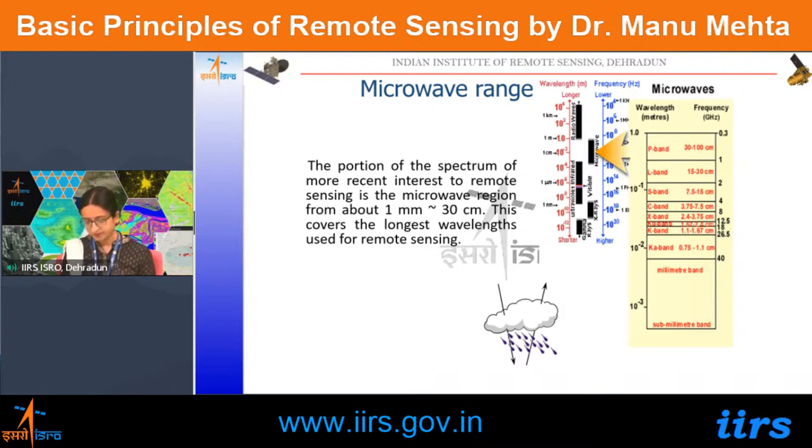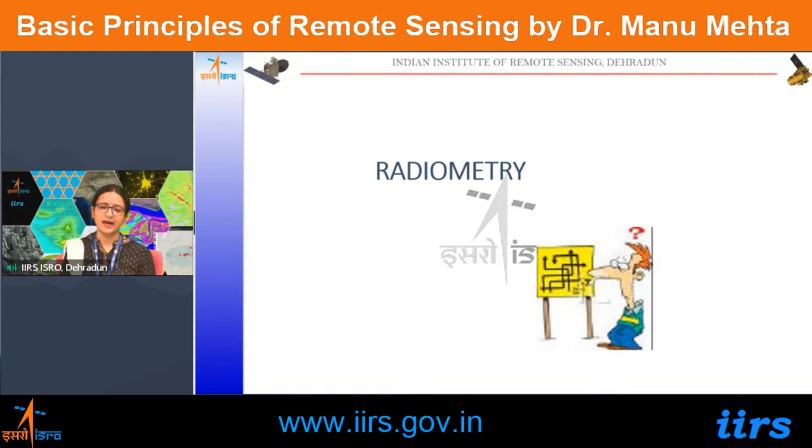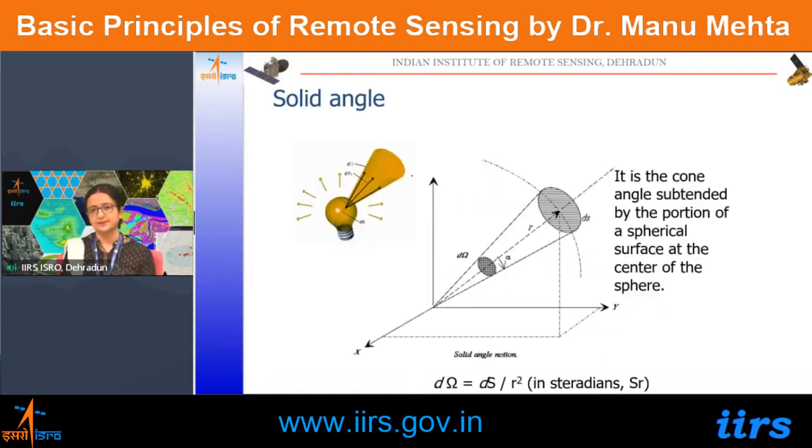Now, having looked at the different regions of the electromagnetic spectrum which are being used for remote sensing, the next thing we need to learn is how to measure the radiation. So we learn radiometry. Radio refers to radiation and metry refers to measurements, so measurements of radiation. Before I go to the formal units, I would like to introduce you to solid angle.